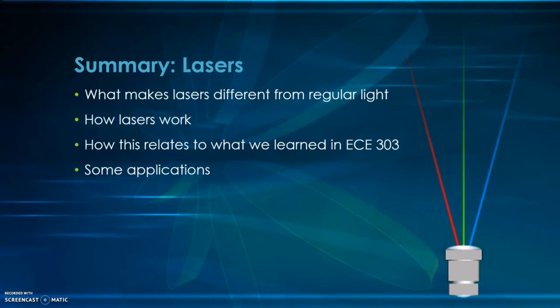In summary, I went over the properties that make lasers different from regular light. I then went into how these lasers work and how you might be able to fabricate a basic laser. Then I related this back to some of the course material that we covered in 303, specifically at the very beginning and in Chapter 8, and then I went over some everyday applications for lasers.